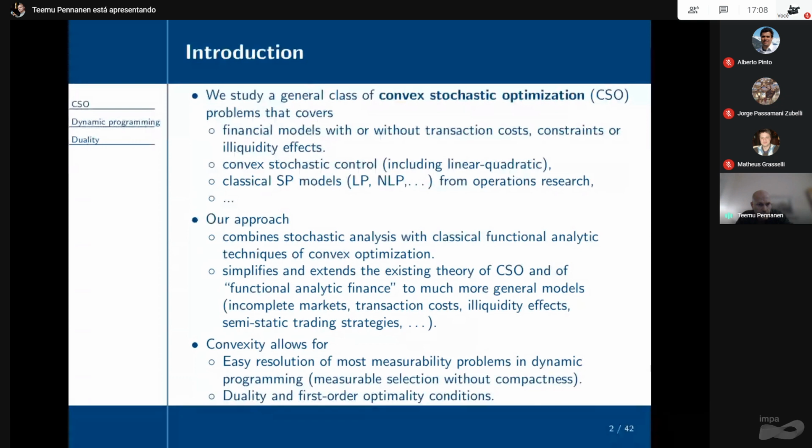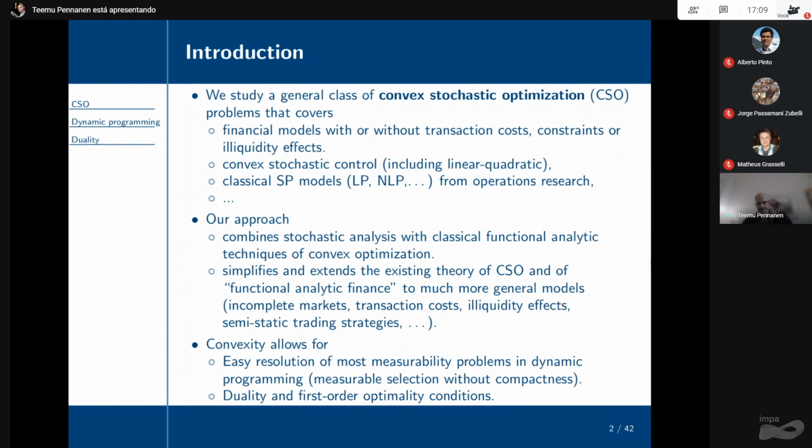You can see this rough outline on the left. So I will be talking about convex stochastic optimization, CSO. That will be the first part of my talk. And then I hope to get to the end of the dynamic programming section. I doubt I have any time to say anything about the duality. I've spoken about duality in convex stochastic optimization at Rio meetings previously, I think some 7-8 years ago. I don't think I talked about dynamic programming.